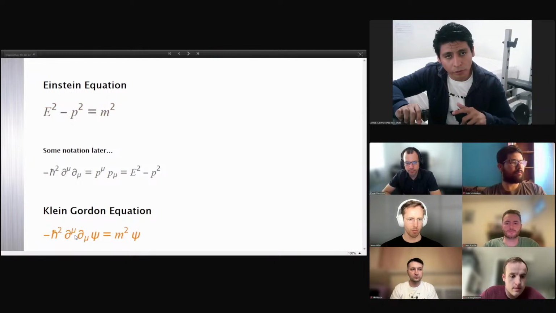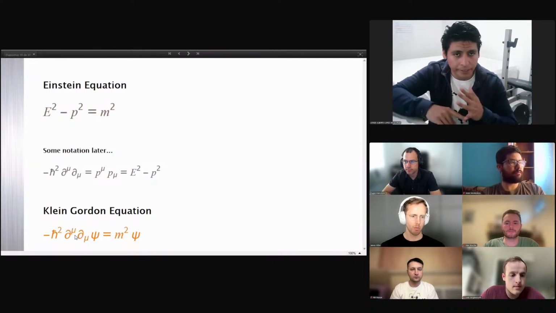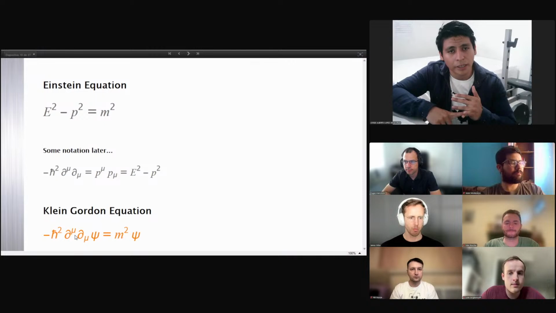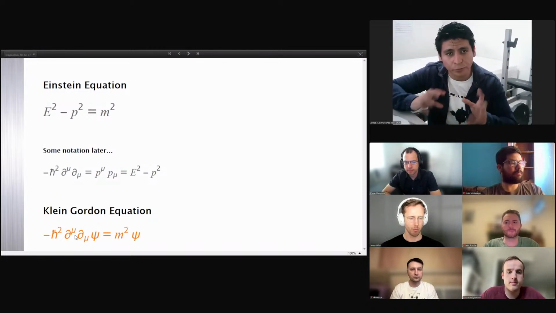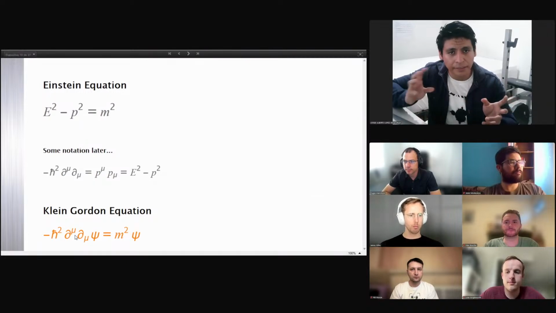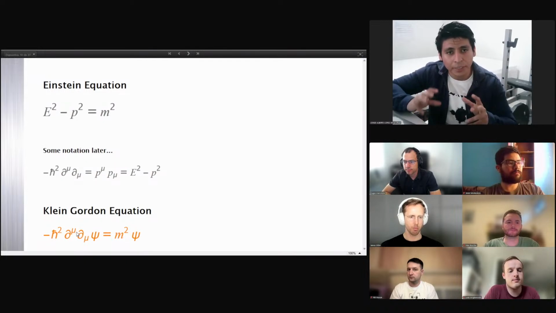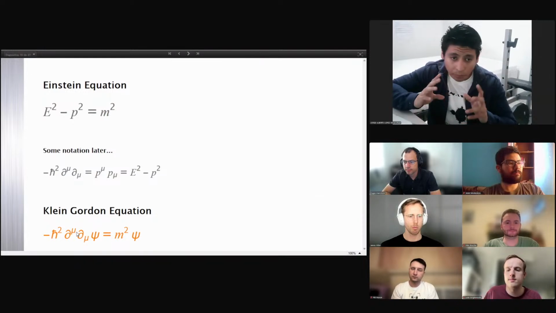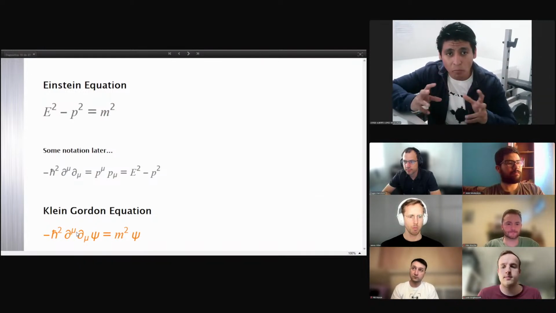Here mu runs over the time index, but also the space index. So we have the same form in time and in space, and a second order operator. All right, this is a relativistic equation. This is a quantum relativistic equation.